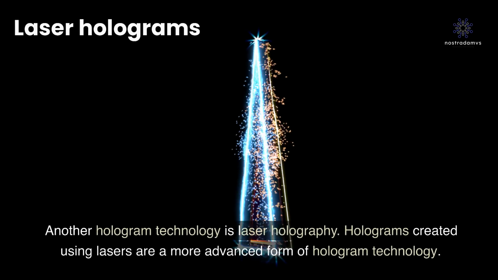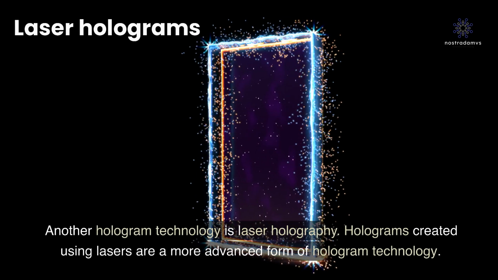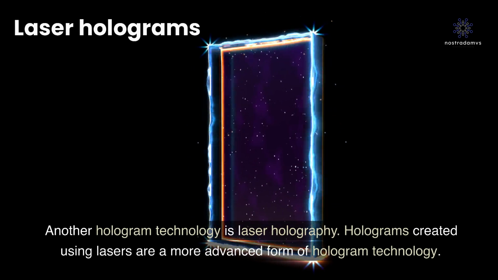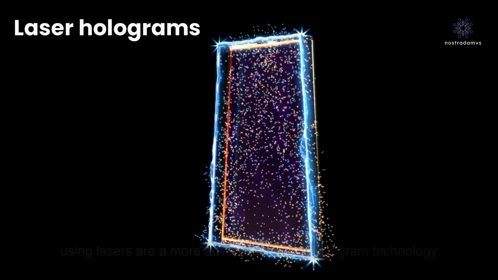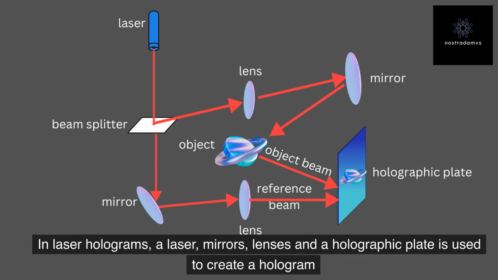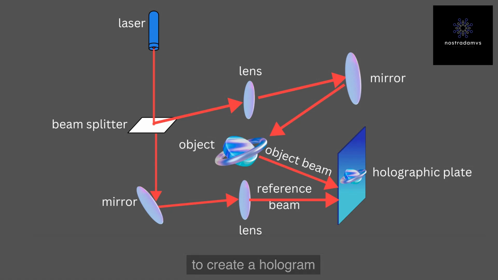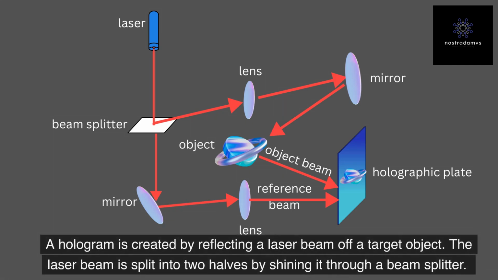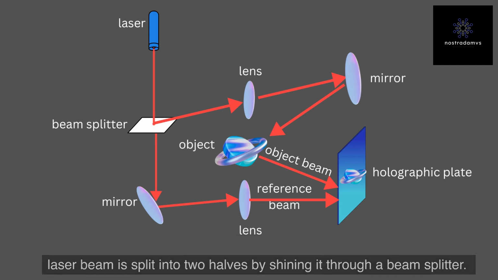Another hologram technology is laser holography. Holograms created using lasers are a more advanced form of hologram technology. In laser holograms, a laser, mirrors, lenses and a holographic plate is used to create a hologram. A hologram is created by reflecting a laser beam off a target object. The laser beam is split into two halves by shining it through a beam splitter.